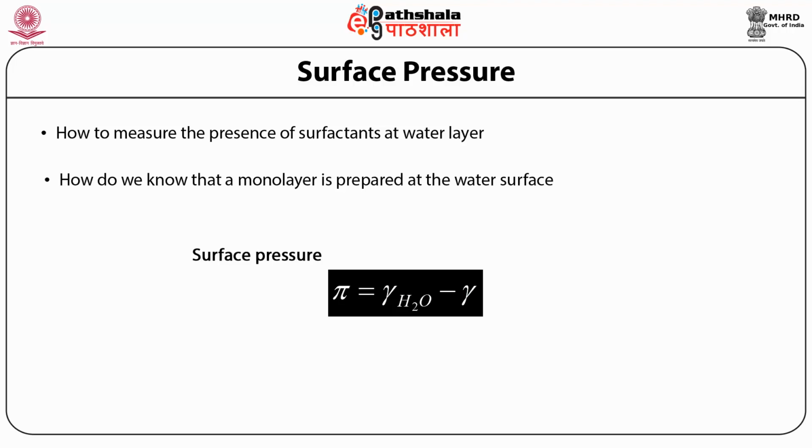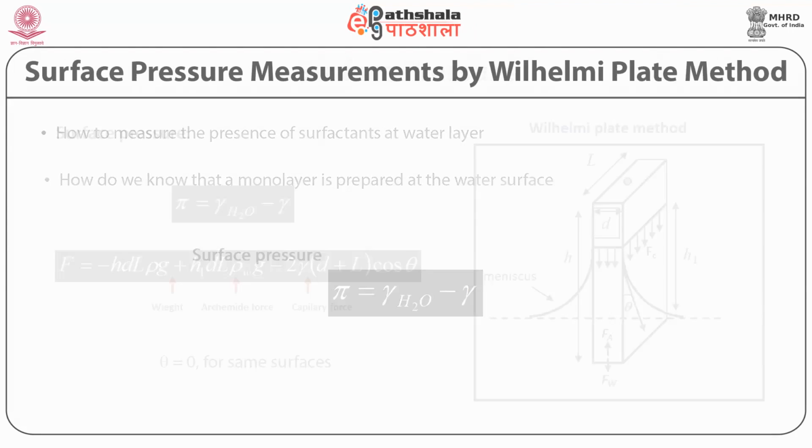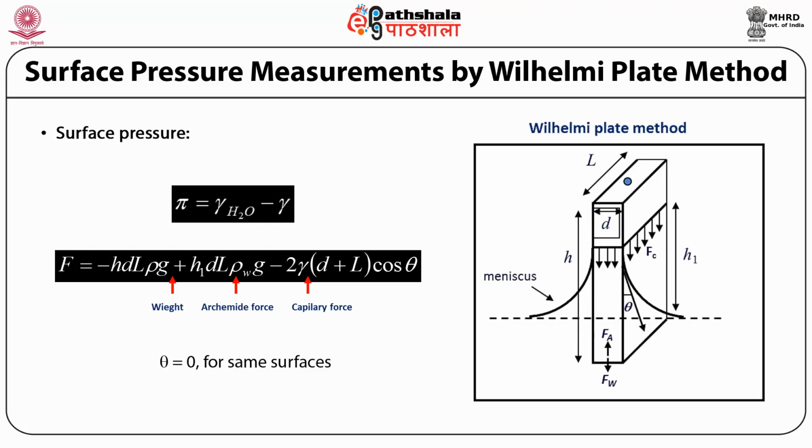So this is how we define surface pressure. In other words, if the concentration of the surfactant is increasing on the surface, this surface pressure will increase. So with the measurement of this surface pressure, we will understand that the film is growing or is there on the surface. So on this slide we discuss how surface pressure is measured.